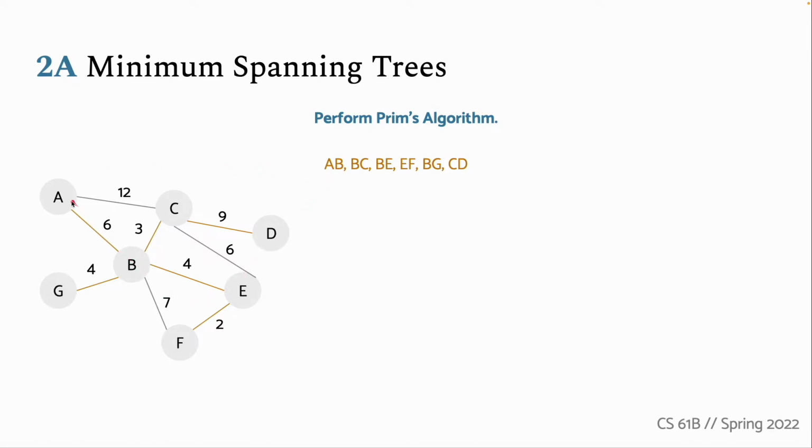Next, we're looking at all these outgoing edges. We have a 12, we have a 3, we have a 4, we have another 4, and we have a 7. Well, 3 is obviously going to be the smallest. We're going to add BC to our MST, and that's our second edge.